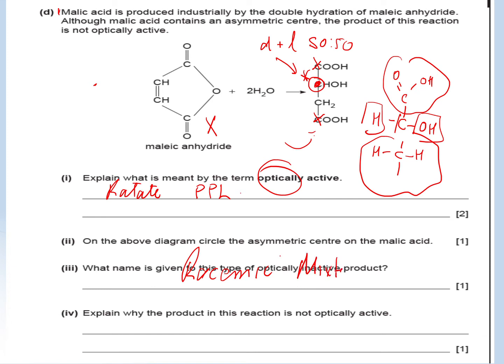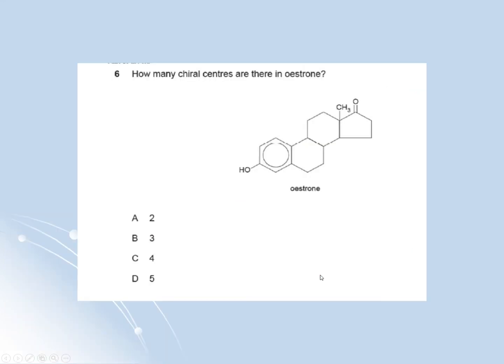That's when you get a mixture which has an optically active compound in it, but it doesn't rotate plane polarized light because the 2 isomers are in it in a 50-50 mixture. And explain why the product of this reaction is not optically active. Well, that's just what I've said: you have the 50-50 mixture of the 2 isomers and they rotate plane polarized light in equal but opposite directions.